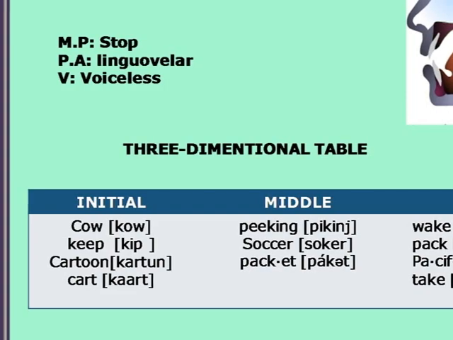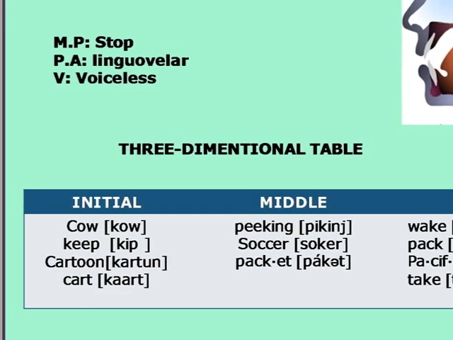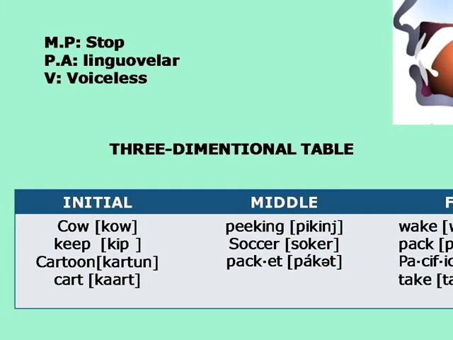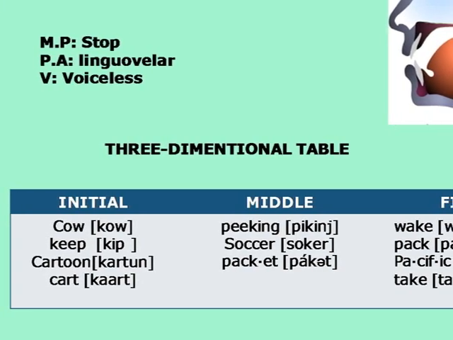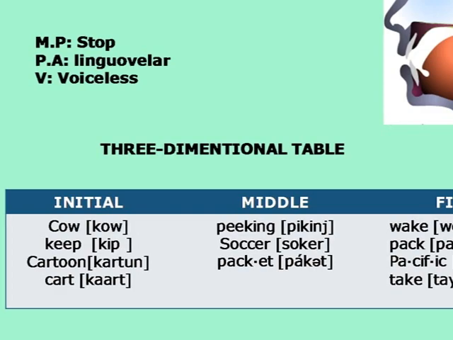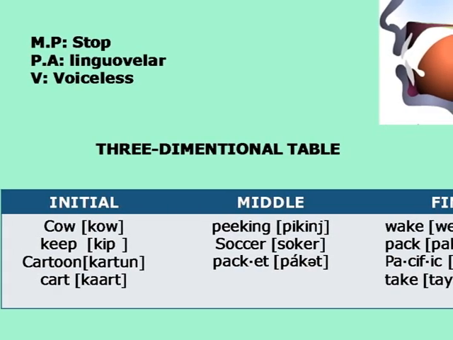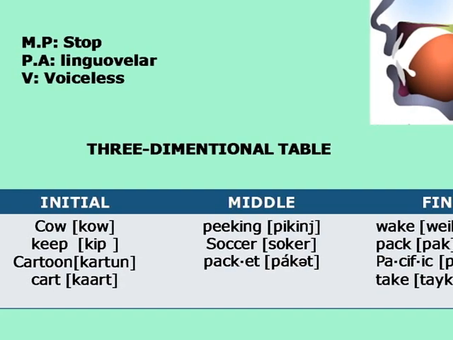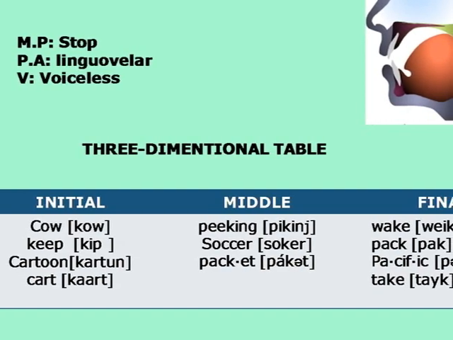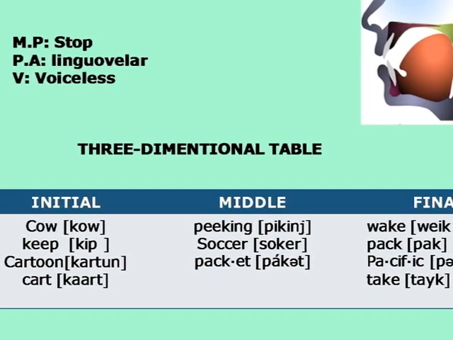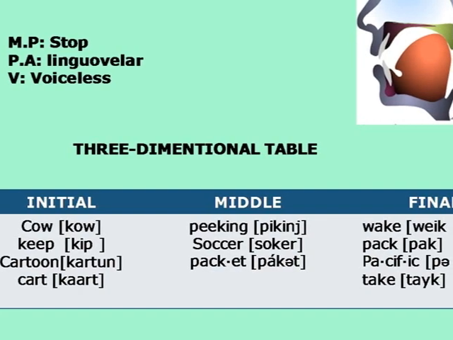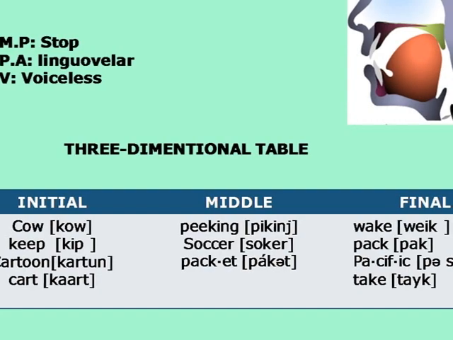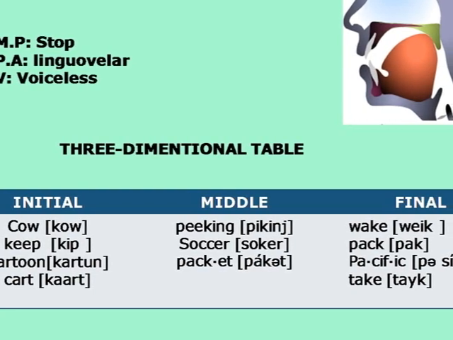Phoneme. Its manner of articulation is stop or plosive, which means it is produced by obstructing airflow in the vocal tract. Its place of articulation is velar, which means it is articulated with the back of the tongue at the soft palate, as we can see in the picture. Its voicing is voiceless, which means it is produced without vibration of the vocal cords.